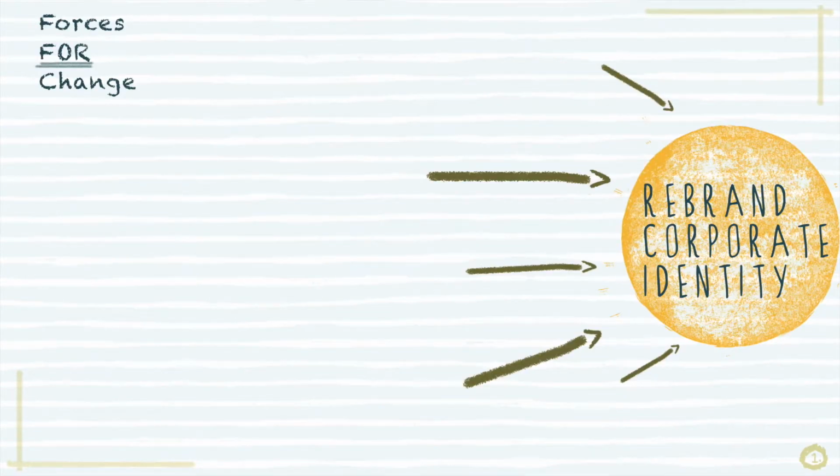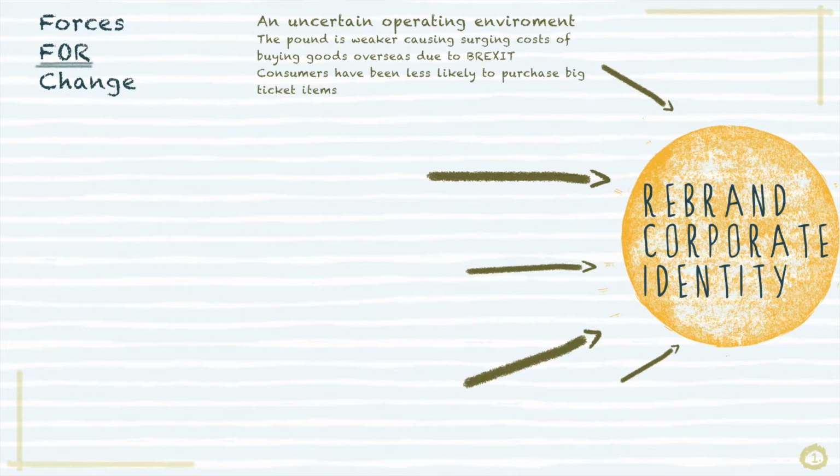For example, the operating environment in retail at the moment has become a bit volatile and uncertain. A weaker pound is causing surging costs of buying goods overseas. It's still below 13% of its usual level before the Brexit referendum. There are also growing fears of a no-deal Brexit, which is influencing the housing market, slowing it down and shifting consumers towards renting, which means there is much less demand for big-ticket items such as large homewares.